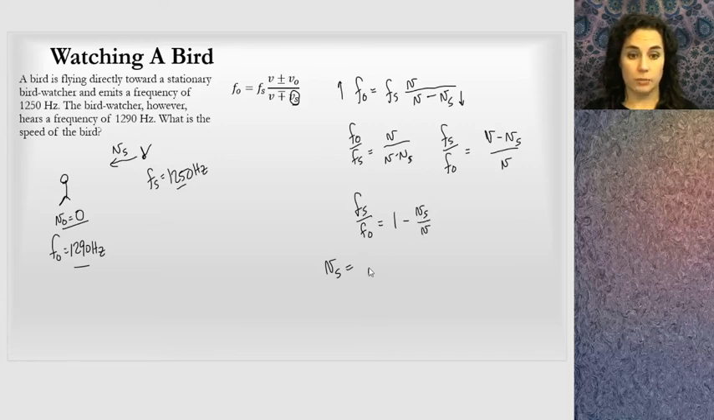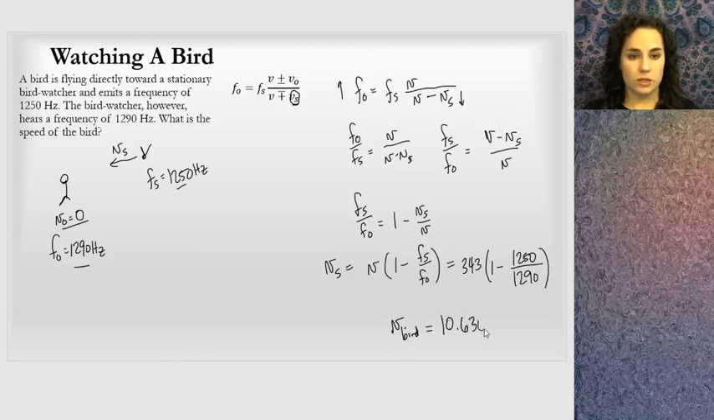So you can check my algebra that I did this correctly, but I am pretty confident that that is the next step of algebra. And when I plug the numbers in, I take 343, right? It's the velocity of sound, and we're just going to assume it's on a regular day, so we're going to say 20 degrees Celsius. 1 minus the 1250, right? The frequency of the source is 1250. The frequency of the observer is 1290. So I get 1 minus that times 343. And the velocity of the bird, the source, I found to be 10.636 meters per second.